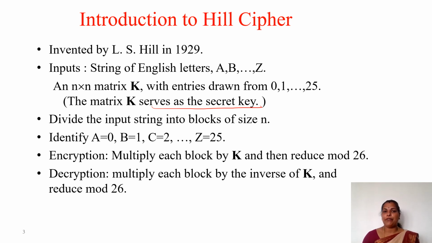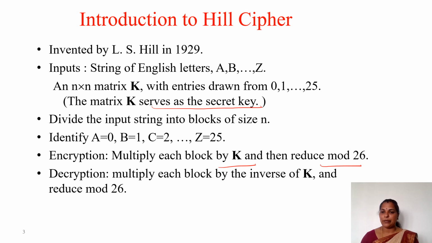Here we have to divide the input string into blocks of size n. Then we have to identify A equal to 0, that is, write the equivalent numerical value of every character. Then we perform encryption. How we perform encryption: we just multiply each block by K. Then we reduce mod 26. This way we perform the encryption in Hill cipher. It is very simple. We split the block based on the size of the matrix, then each block is multiplied with the key, then we reduce mod 26.